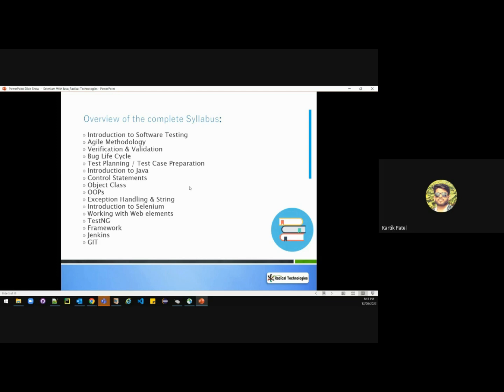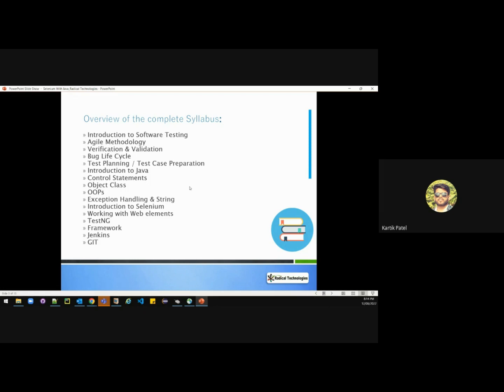Exception handling is very important when we are doing automation, development, and coding. String manipulation is also very important: how can we work with strings? We'll see that. Then we'll see what Selenium is and try to understand the architecture of Selenium. We recently had Selenium 4 released, so we'll understand the difference between Selenium 3 and Selenium 4.